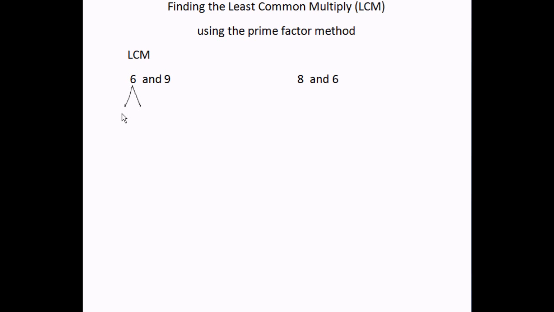6 can be divided into 2 times 3. 2 is prime and 3 is prime, so we're done. The prime factors of 6 are 2 times 3. Then I'm going to prime factor 9. 9 prime factors to 3 times 3. Each one of these is prime, so the prime factors of 9 are 3 times 3.